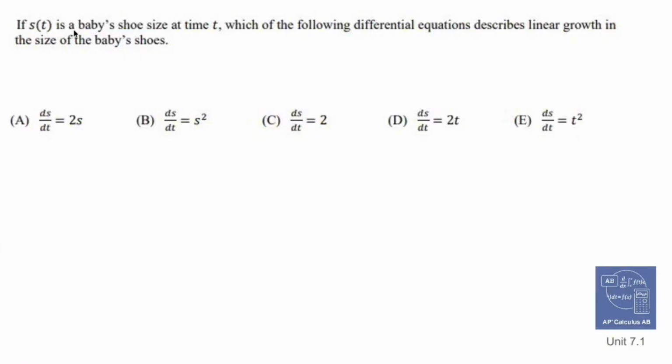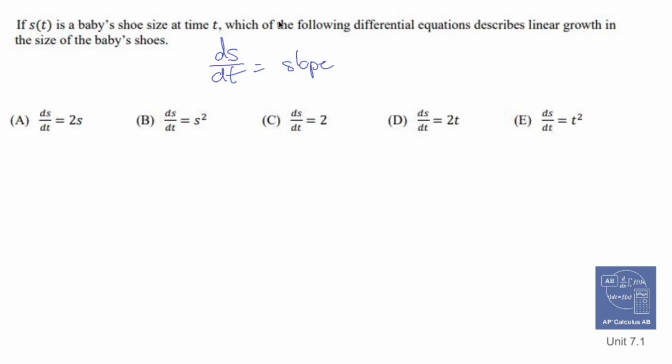If S of t is a baby's shoe size at time t, which of the following differential equations describes linear growth in the size of the baby's shoes? So you're given a bunch of ds dt's here. Remember, ds dt stands for slope. So ds dt is slope.